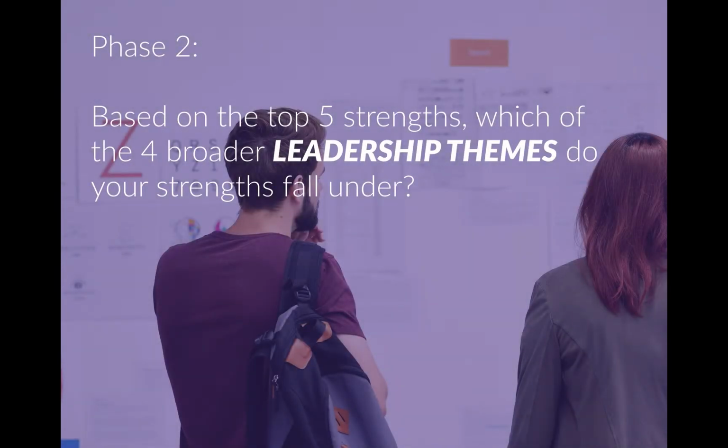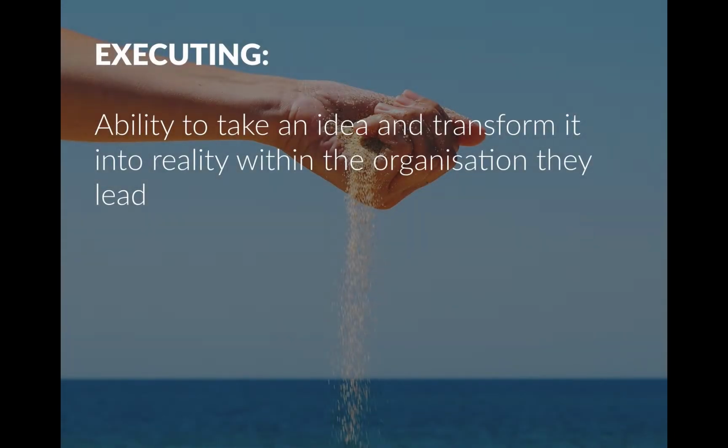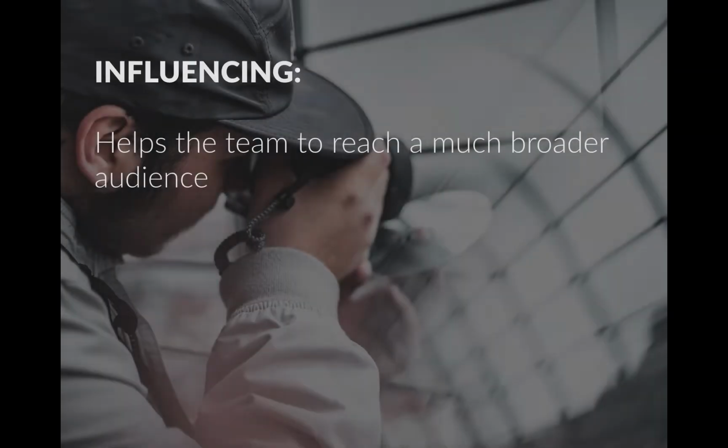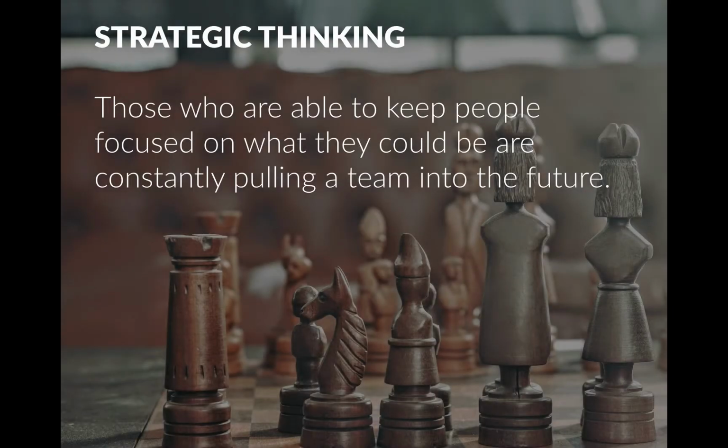So the second part is, based on the top 5 strengths, which one of the broader 4 themes of leadership do your strengths fall under? And now you might be wondering what the leadership themes are. The first one is about executing. You have the ability to take an idea and transform it into reality within the organization that you lead. The second is influencing. You help the team to reach a much broader audience. The third is relationship building. It's essential to holding the team together. And last but not least, strategic thinking.